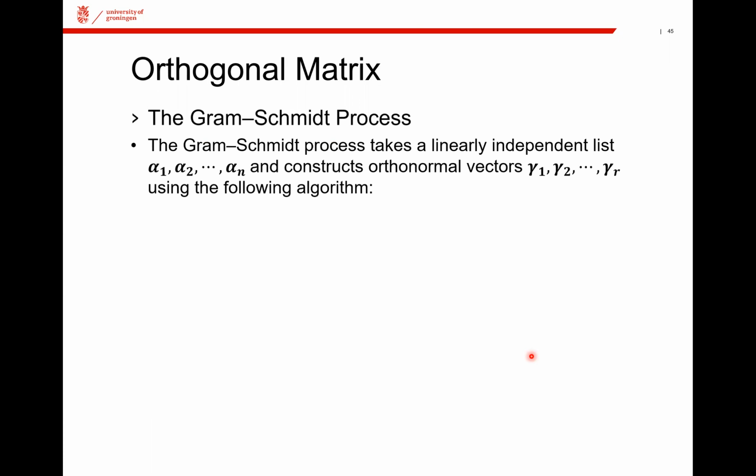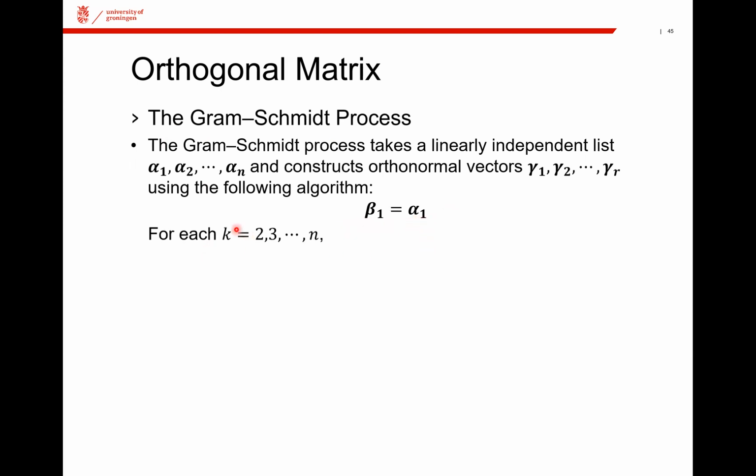Okay, then we look at this process. It takes a linearly independent list, alpha 1 to alpha n, and constructs orthonormal vectors, gamma 1 to gamma r, using the following algorithm. So this list of vectors is orthonormal, but alpha 1 to alpha n are just linearly independent. Okay, and the first step is beta 1 equals alpha 1.